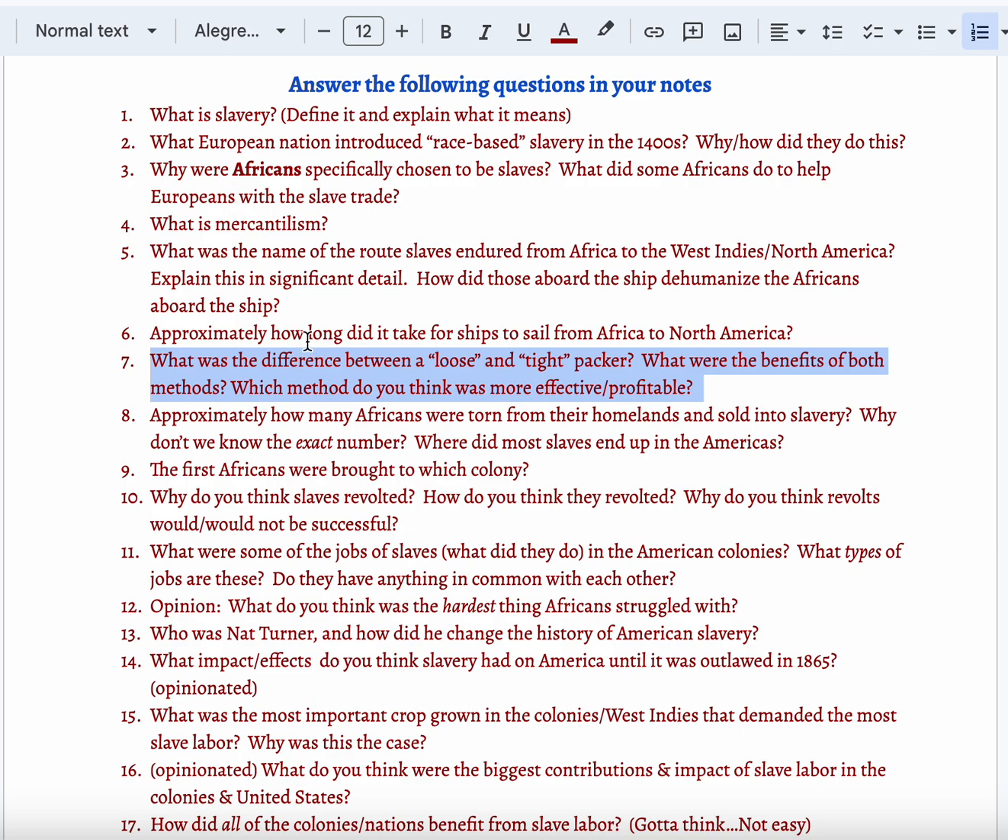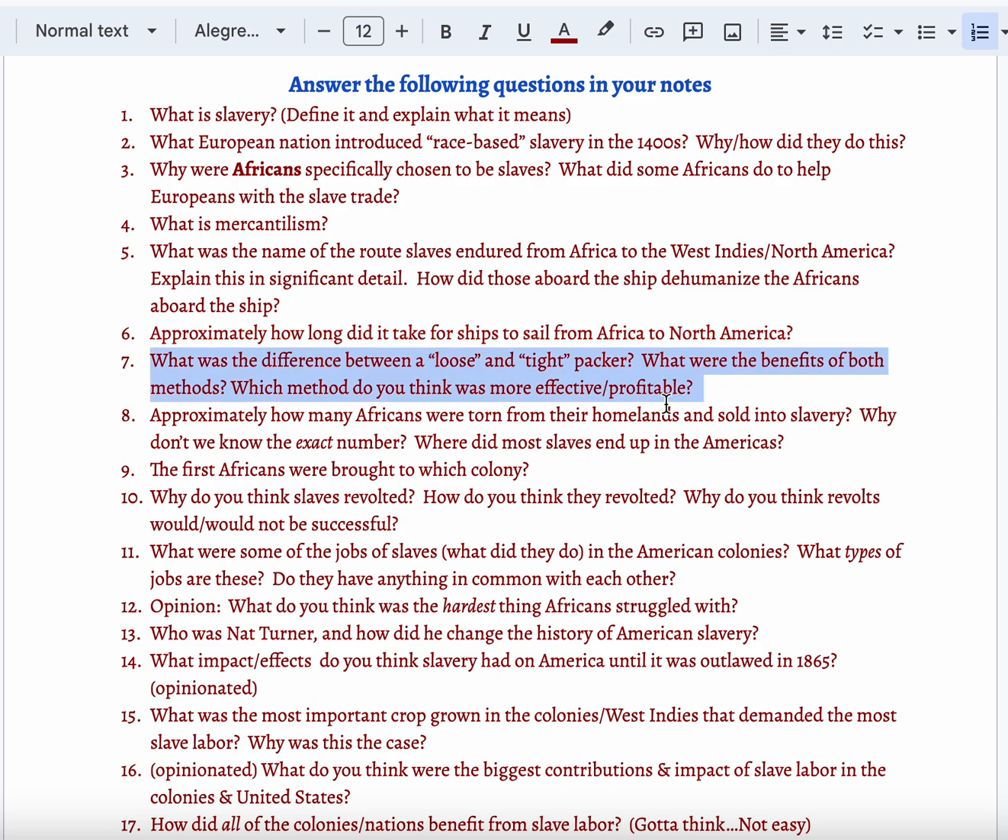To go back to the questions, just to make sure we're on the same page, okay? So we know that 40 to 60 days for a Portuguese ship, but 60 to 90 days for all other ships. Just up to 90 days, really, is how bad it was.